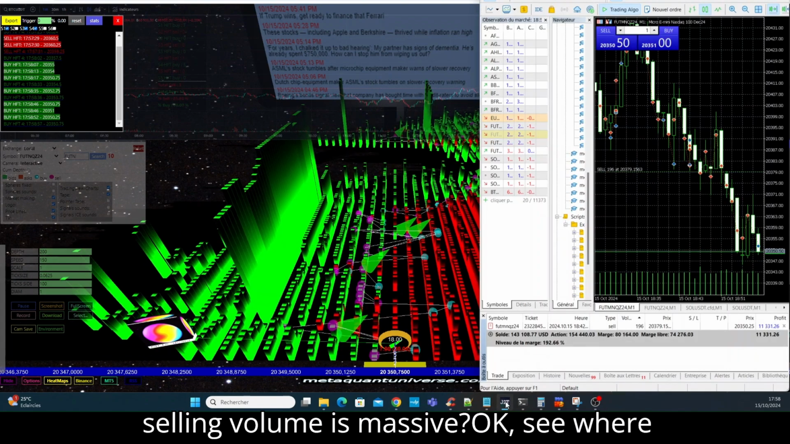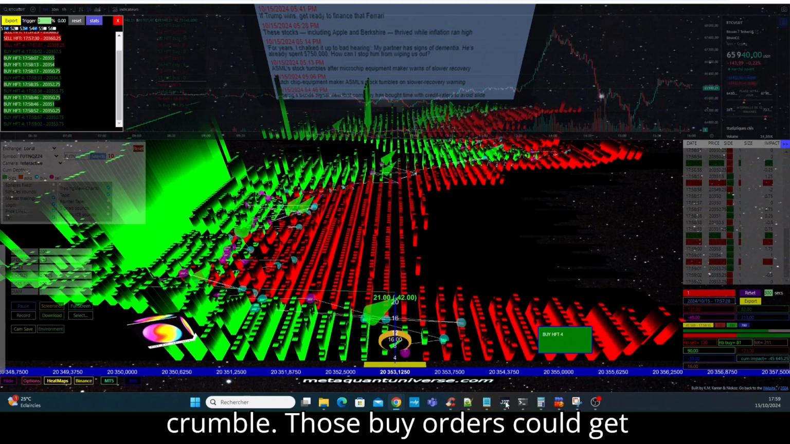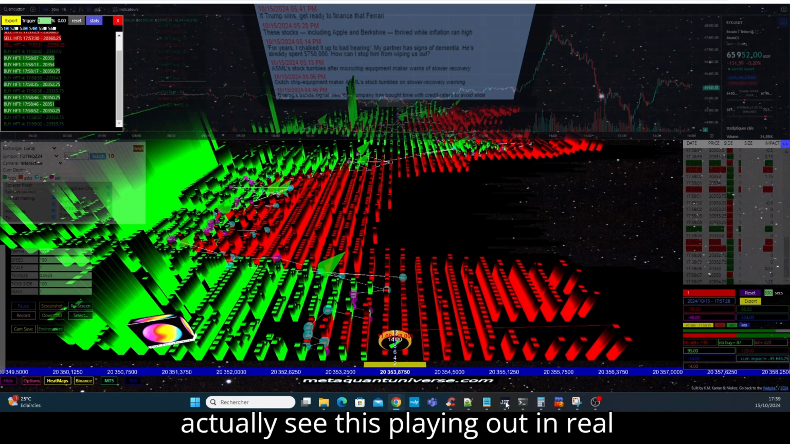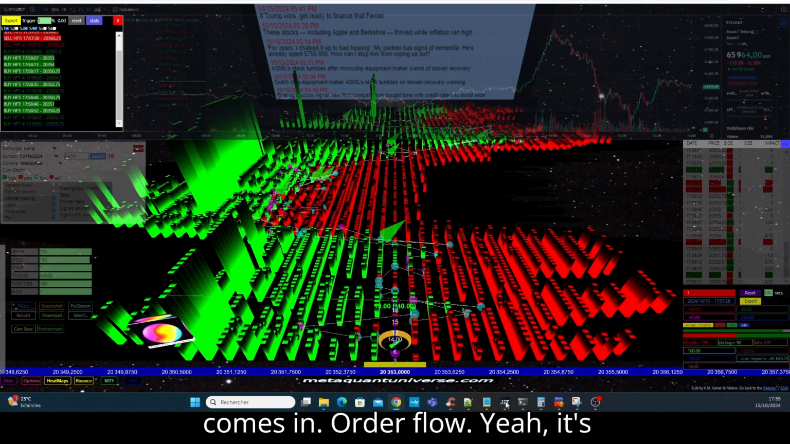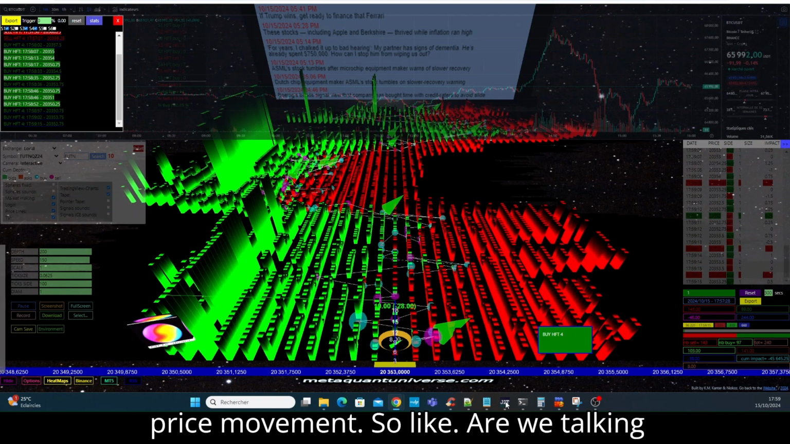But what if the selling volume is massive? That wall could crumble. Those buy orders could get completely overwhelmed. So how do we actually see this playing out in real time? That's where order flow analysis comes in. It's basically looking at the relationship between the market orders and the actual price movement.